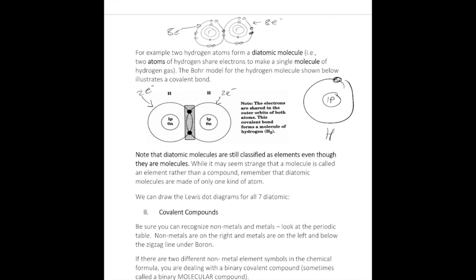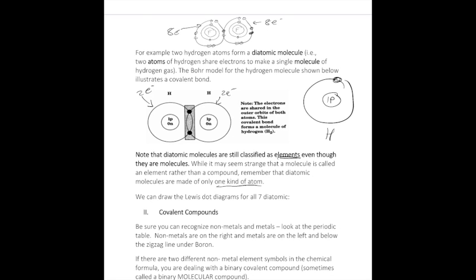Note the diatomic molecules are still classified as elements, even though they are molecules. While it may be strange for a molecule to be called an element rather than a compound, remember that diatomic molecules are made of only one kind of atom. And that's the definition for an element, that it's made of one kind of atom.